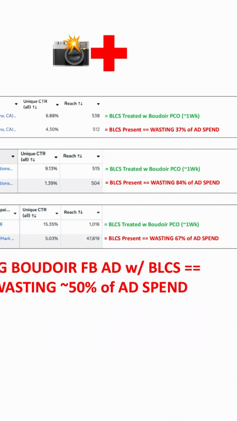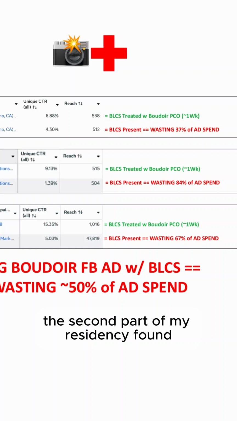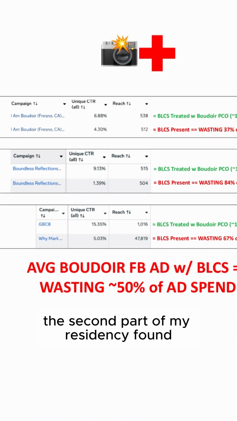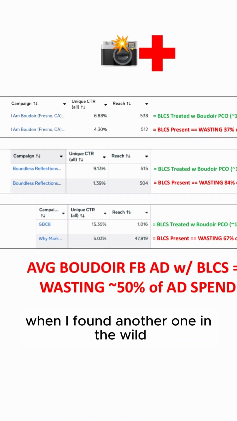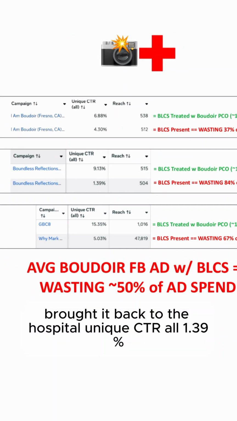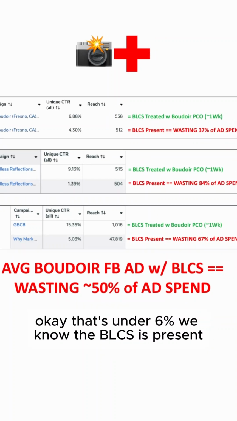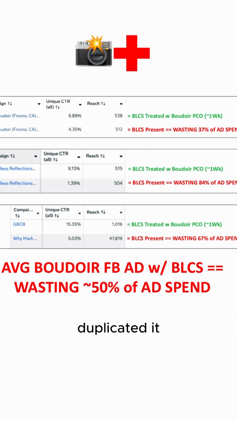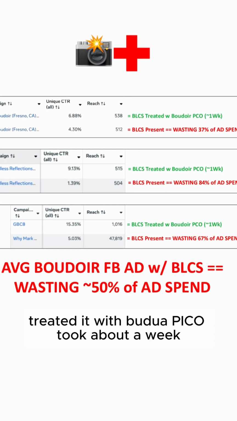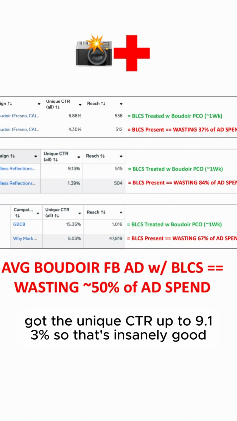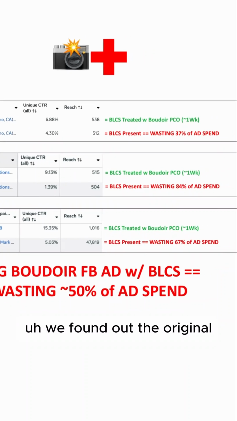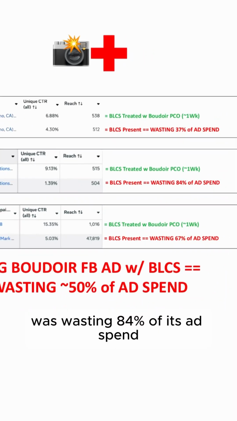Now, the second part of my residency, found another one in the wild, a Boudoir Facebook ad, brought it back to the hospital. Unique CTR 1.39%. Okay, that's under 6%. We know that BLCS is present. Duplicated it, treated it with Boudoir Pico, took about a week, got the unique CTR up to 9.13%. So that's insanely good. We found out the original was wasting 84% of its ad spend.